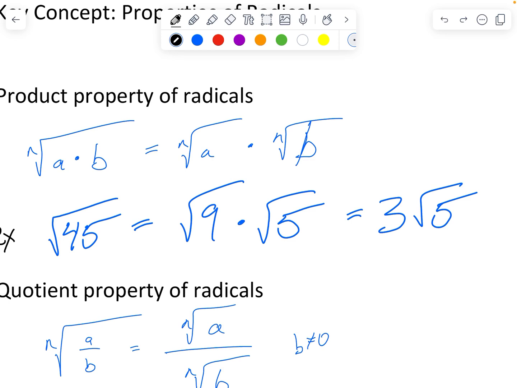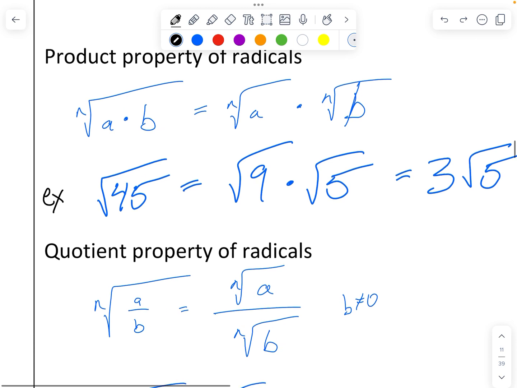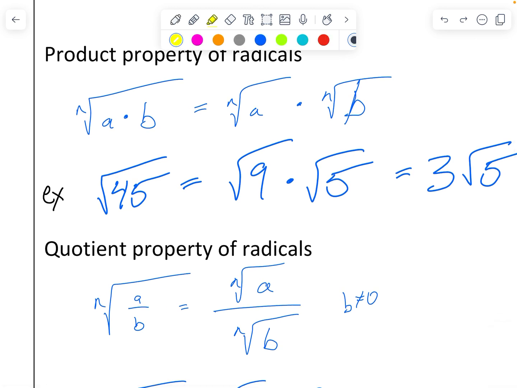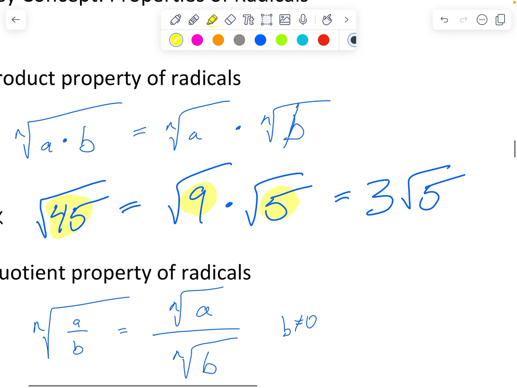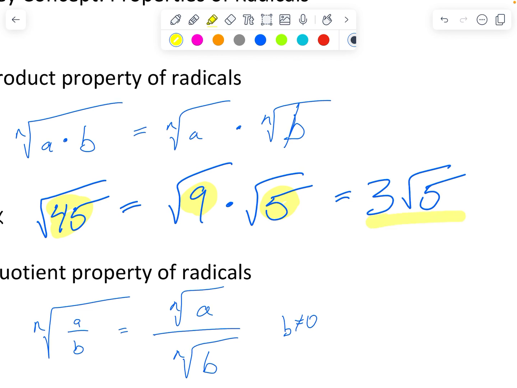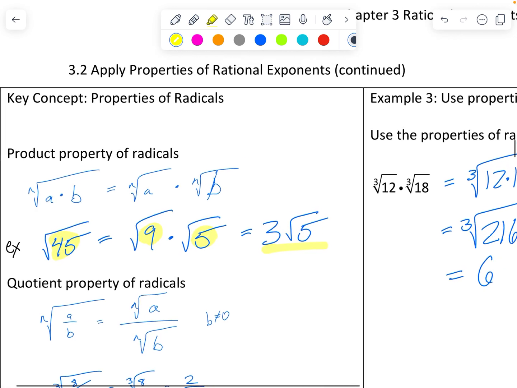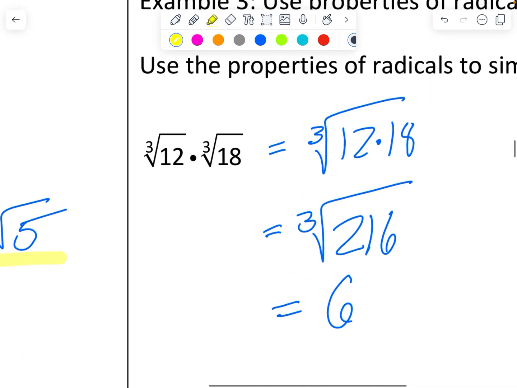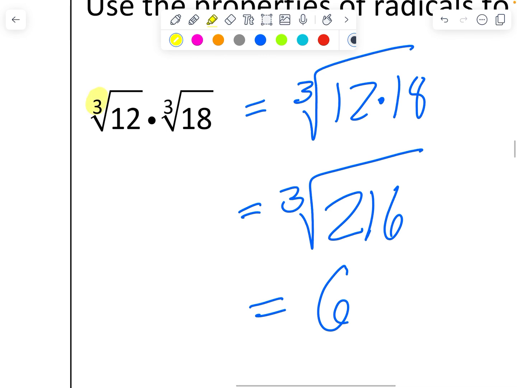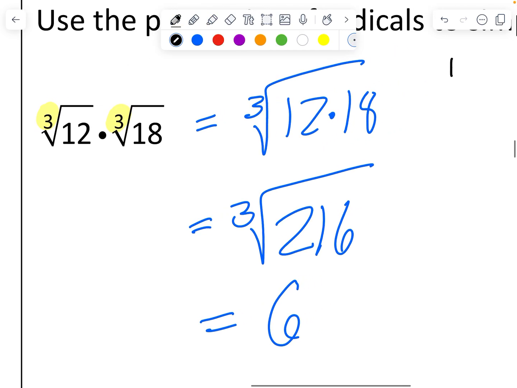The square root of 45. 45 is 9 times 5, and we know the square root of 9 is 3. So that applies for any nth power, like the cube root of 12 times the cube root of 18. They have the same index there. Those are both 3's. So I can multiply 12 times 18. That's 216. I didn't do it out here, but that's not so bad.